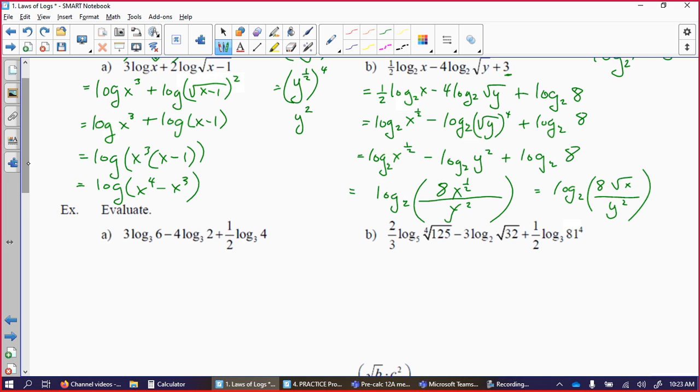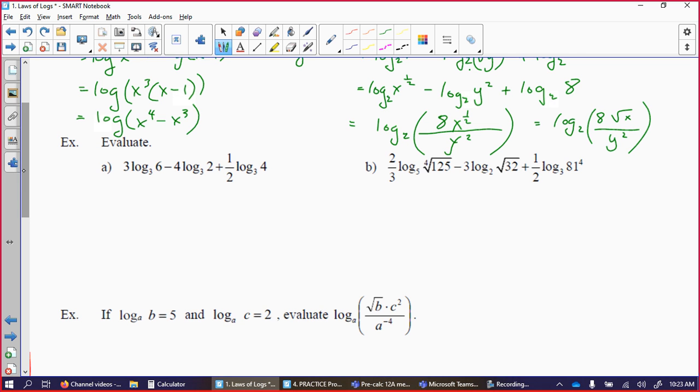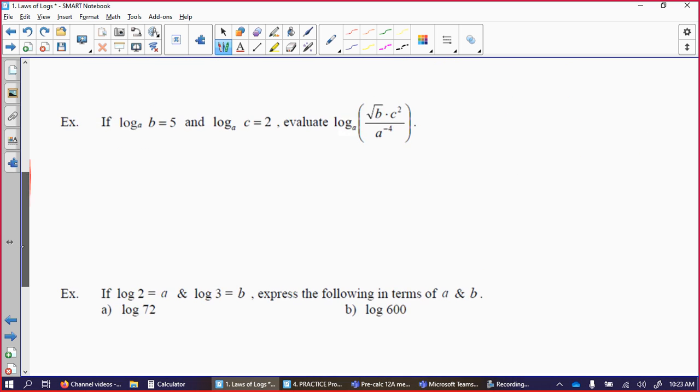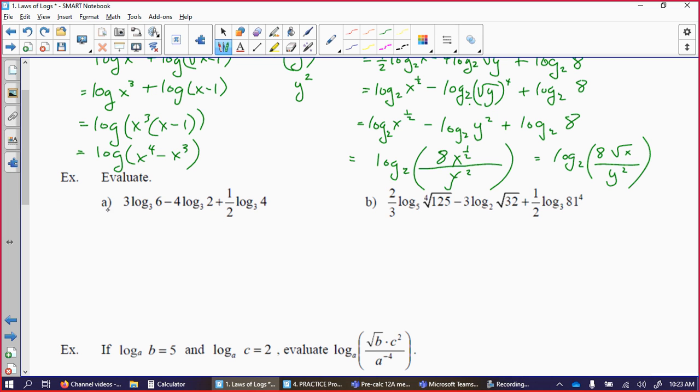So it's a manipulation thing. It's just moving things. Could this be particularly easier to use? Potentially, or that. Or you can have some kind of intermediate form. Evaluate. We'll probably do these two and leave a little bit for tomorrow. So if you're evaluating something like this, your first step is most likely write it as a single logarithm.